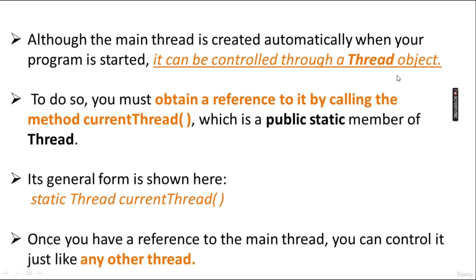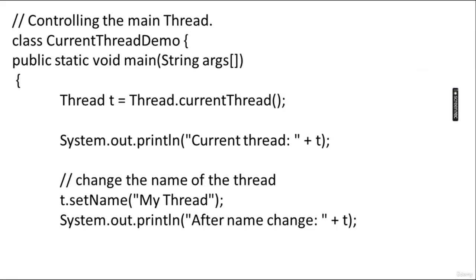To do so, you must obtain a reference to it by calling the method currentThread, which is a public static member of Thread. So how to gain the reference is by using the method currentThread. Its general form is static Thread currentThread. It returns the thread that is running currently. Once you have a reference to the main thread, you can control it just like any other thread.